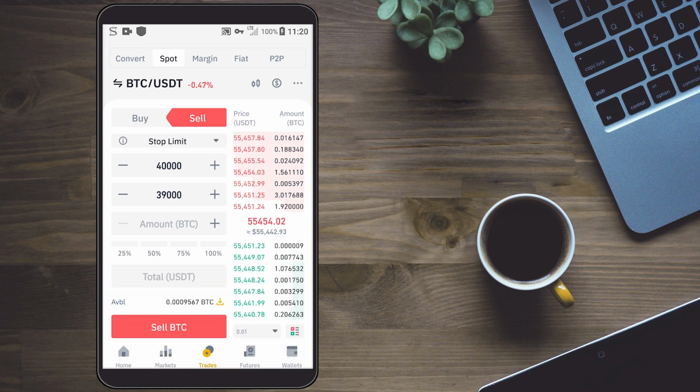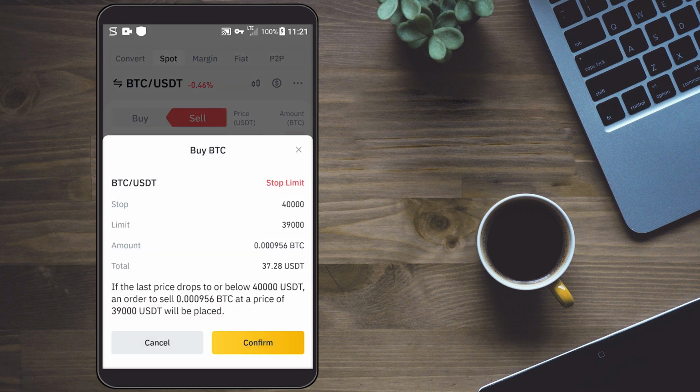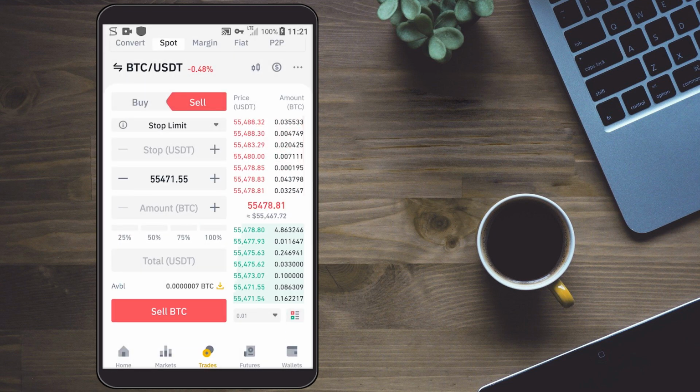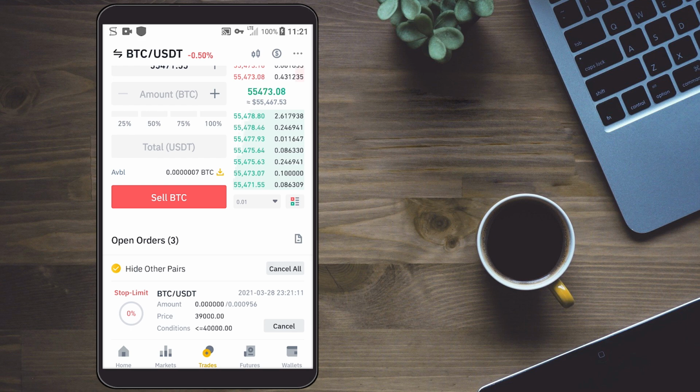Let's enter the amount, 100% of my available Bitcoin, because we want to sell all of our Bitcoin when the price reaches 40,000. By touching sell BTC, the app wants us to confirm this order. We touch on confirm and success. And here it is in open orders, as you can see.